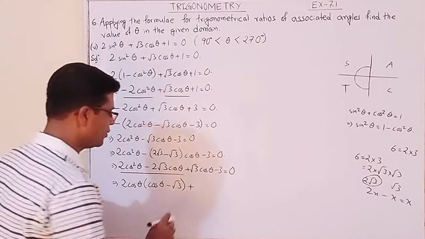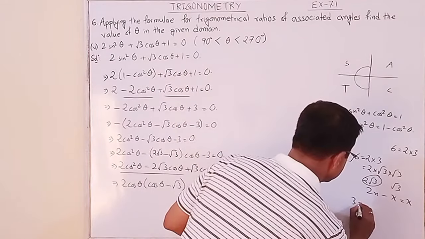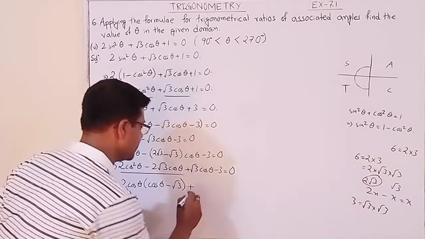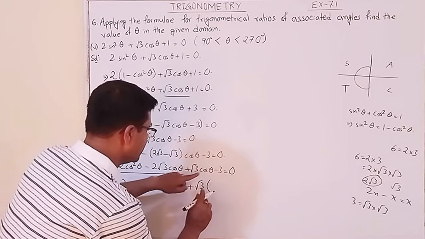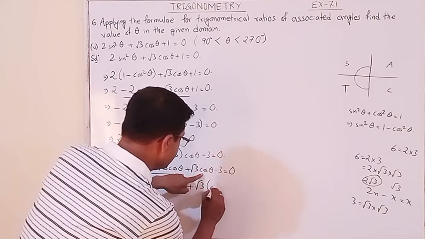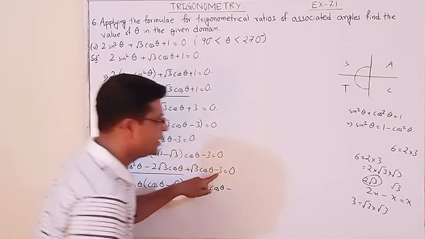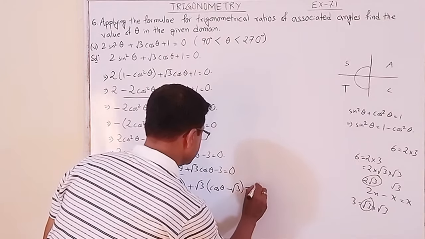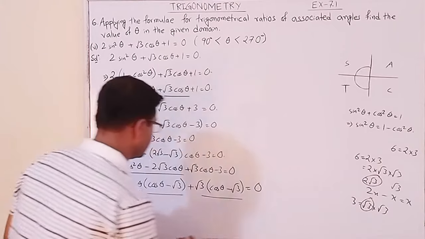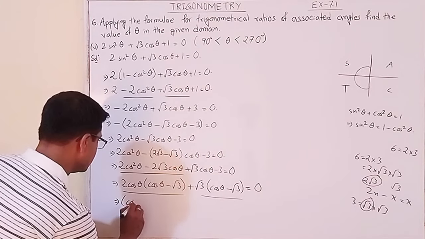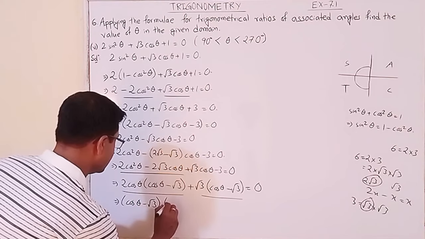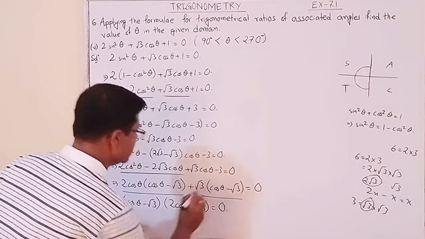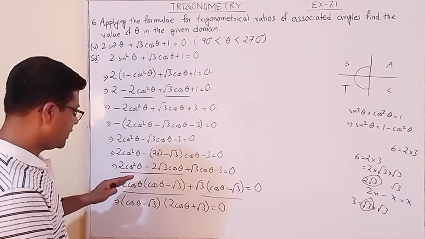And from here, I want to show one thing. 3 means root 3 into root 3. So here root 3 is common. Let us take root 3 common. What will be left? If we take root 3 common, cos theta is left, minus from 3, this root 3 is taken common, what will be left? Root 3, is equal to 0. Out of these two, what is common? Cos of theta minus root 3, and here twice of cos theta plus root 3 is equal to 0.